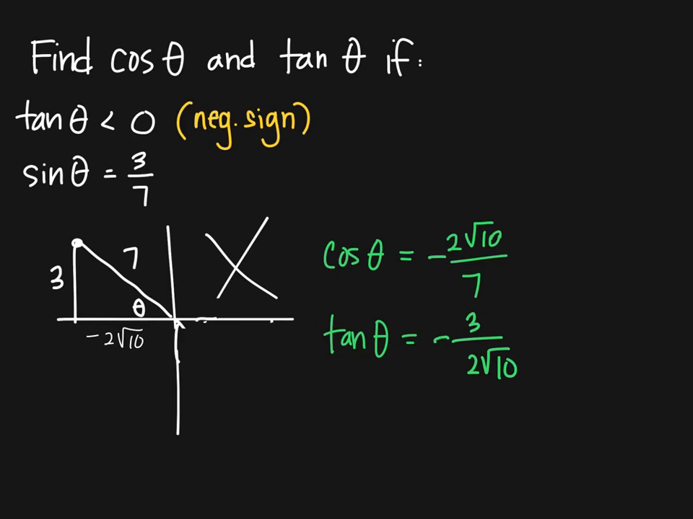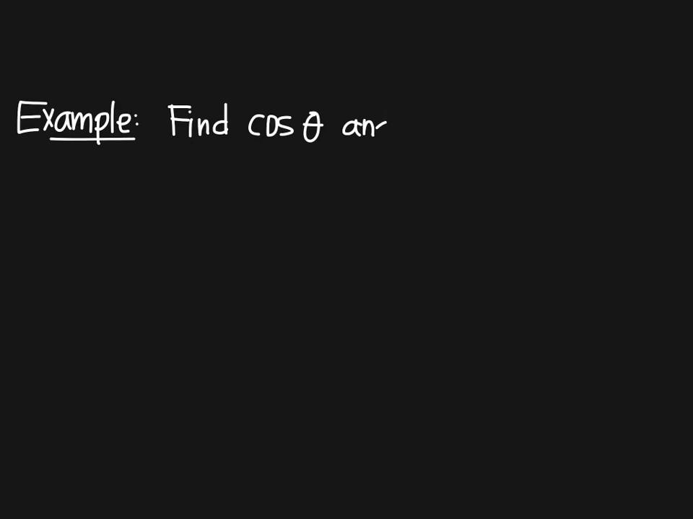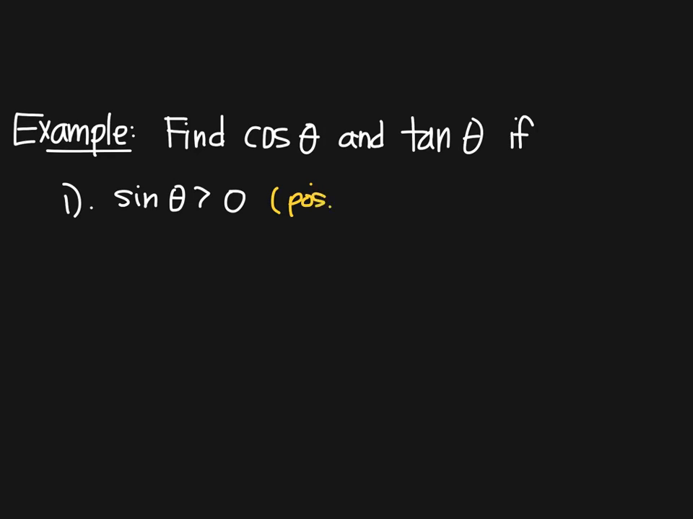We're going to try one more of those because these are hard, and you really got to wrap your mind around that. Okay, let's try another one. Same thing, let's find cosine and tangent using the following 2 clues. Find cos theta and tan theta if the following things are true. Number 1, sine theta is greater than 0. So what does that tell you? It's positive, so it needs to have a positive sign.